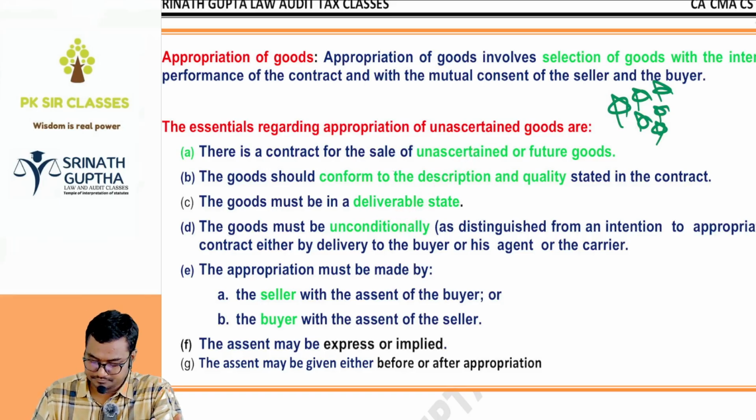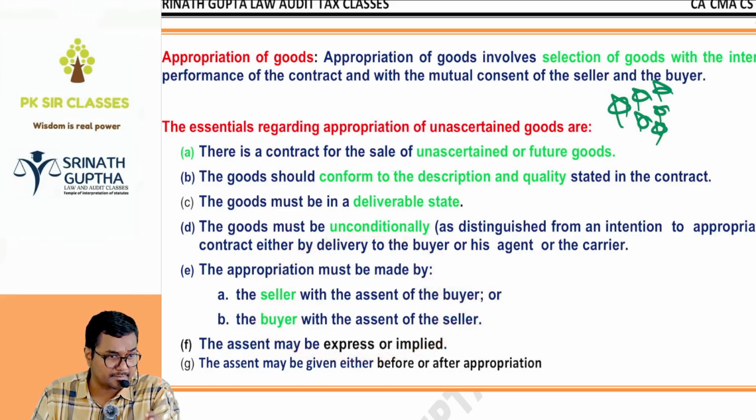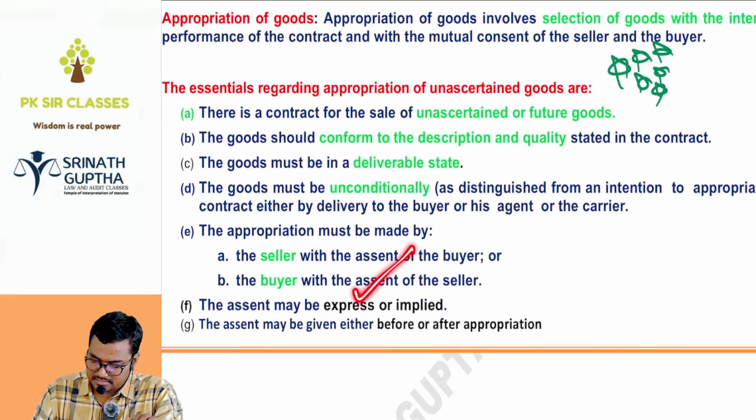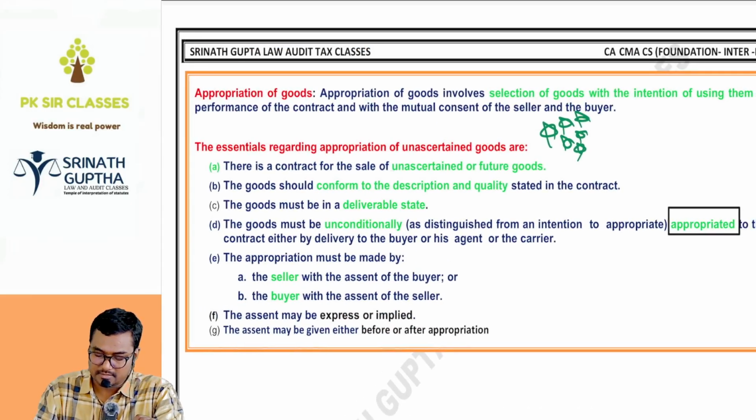Appropriation may be made by the seller with the consent of the buyer, or by the buyer with the consent of the seller, but generally it is done by the seller, because the majority of the goods will be inside the shop. It can be express or implied, and assent can be given before or after appropriation. This whole box is very, very important from the exam point of view.